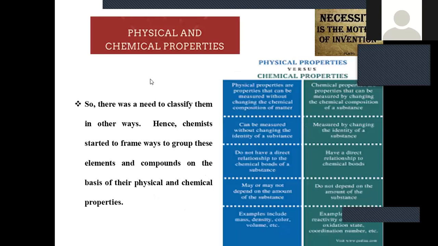Now, another classification made by physical and chemical properties. Necessity is the mother of invention, right? So if you need something, then it is required to invent something. If it is originally required for us, then we will think about it, we will work on it, so that we will achieve it.